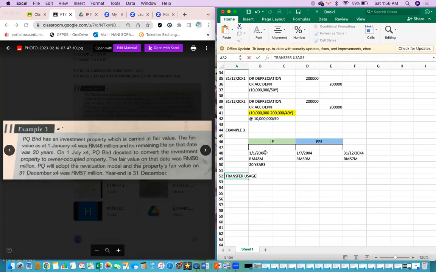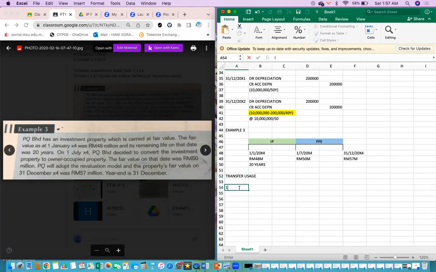Okay, that was dated 1st of January 2004. So the value of that asset on that particular date is 48 million, and the remaining life was 20 years. So initially they use it as investment property. So on 1st of July 2004, the value becomes 50 million, and at this point they actually convert the property usage to become PPE. They are actually owner occupying it. Okay, so until the end of the period. So we are going to account for this situation.